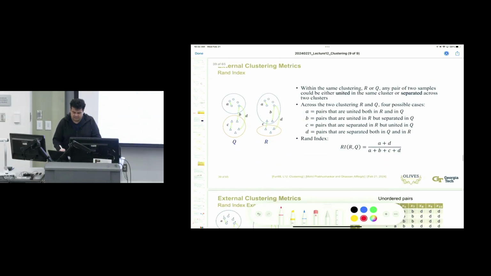Once you have access to them, your RAND index is same as what you would get from an accuracy perspective. It's the fact that your A's are clustered correctly, your D's are clustered correctly. It's in separate clusters, but they're in what cluster? Both the clusters are matching together. So those are the numerator, and all the other ones, A plus B plus C plus D, is going to be your denominator. Now we don't call this accuracy because it's a little bit more complicated.